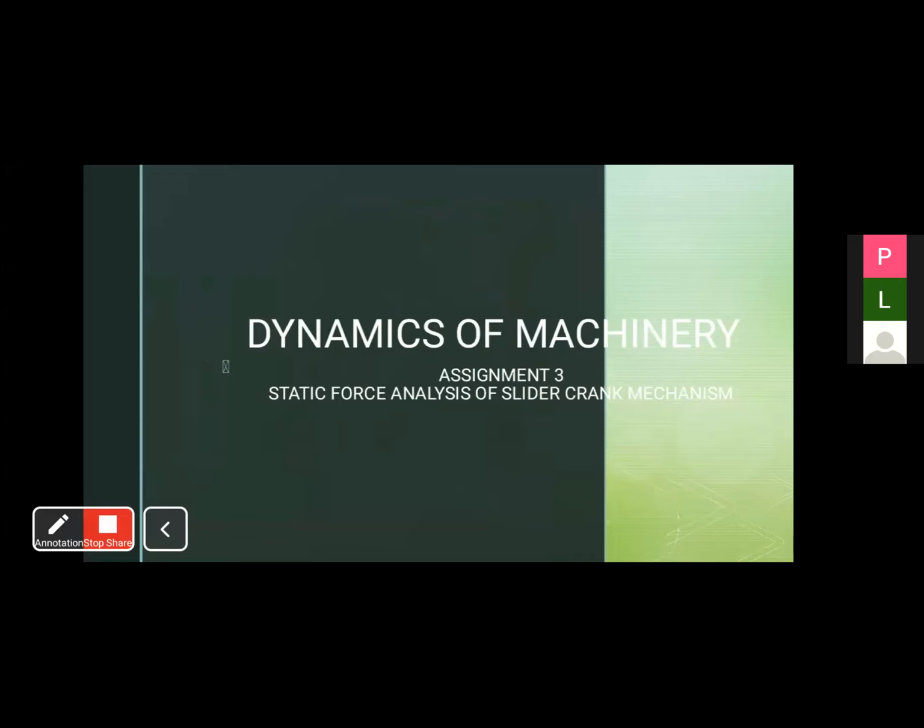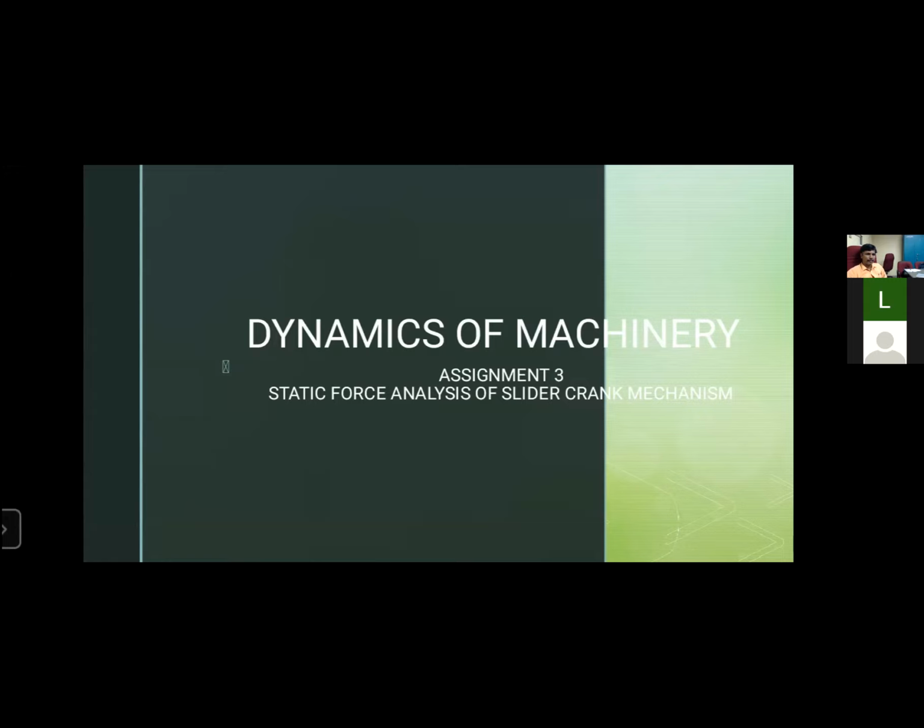Sir, is my screen visible, sir? Yes, visible. So I am having my technical champion Lakshanya along with me. She is going to present assignment 3 in the topic of static force analysis of slider crank mechanism. Now you can proceed, Lakshanya.